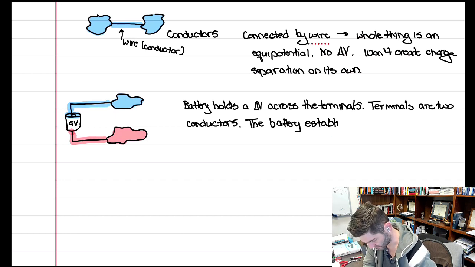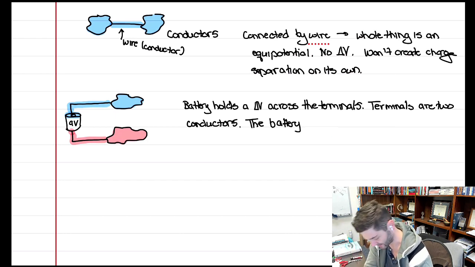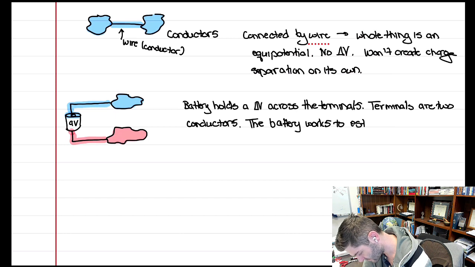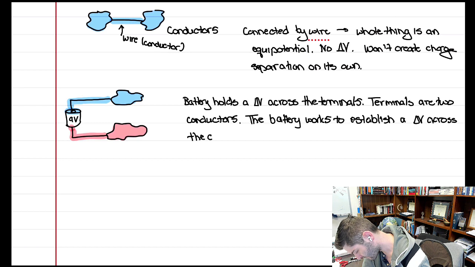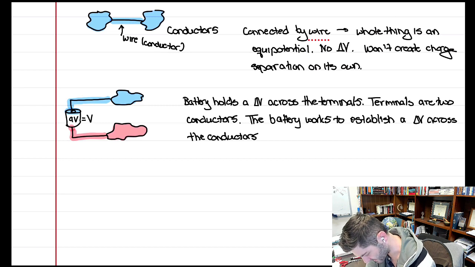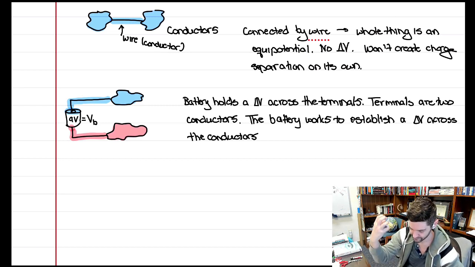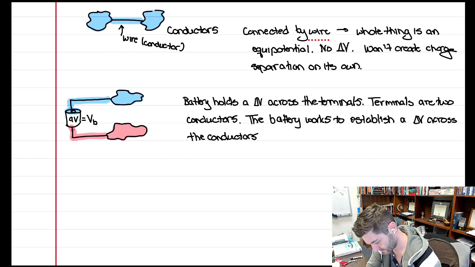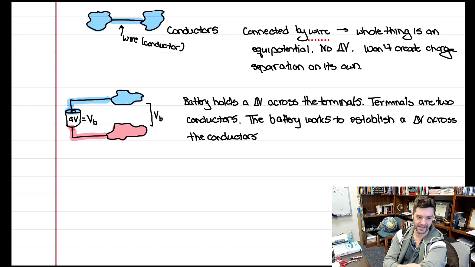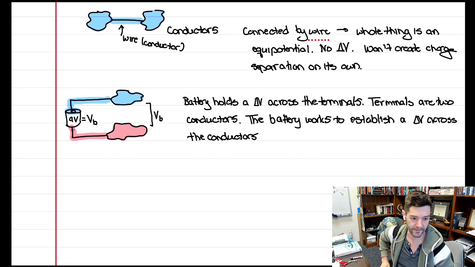Or I should say, the battery will work to establish a potential difference. It doesn't just happen automatically. The battery will work to establish a potential difference across the conductors. And particularly, if 9 volts is the potential of the battery, again, knowing that really what we're talking about is a potential difference, then if you just look at the colors, the battery will aim to establish the same potential difference across the two conductors, such that the blue conductor will be 9 volts higher than the red conductor.